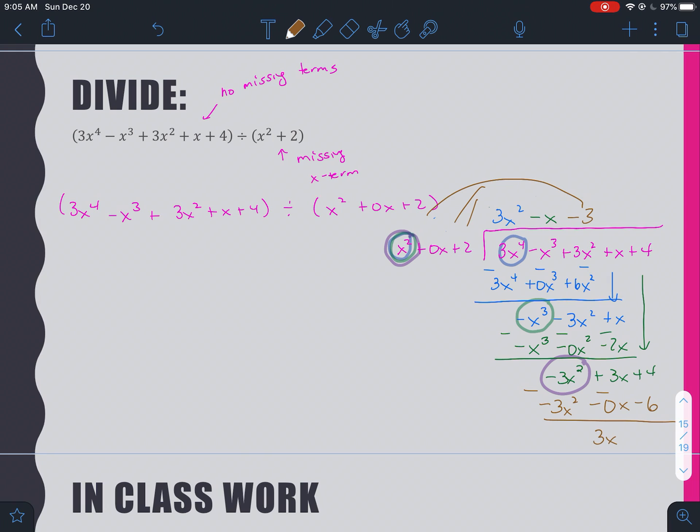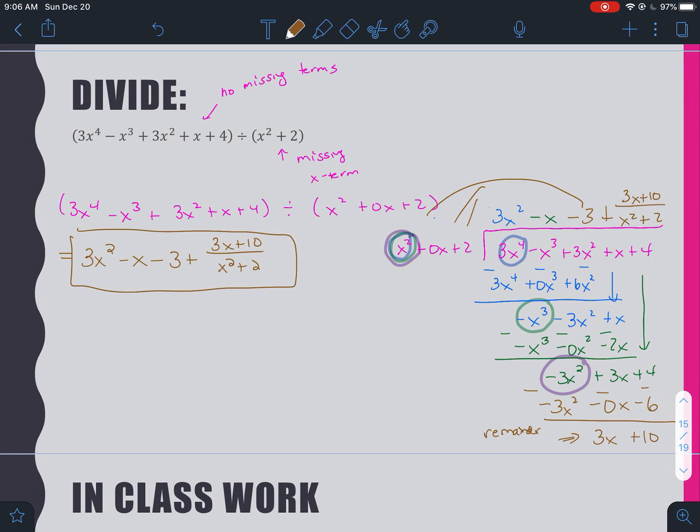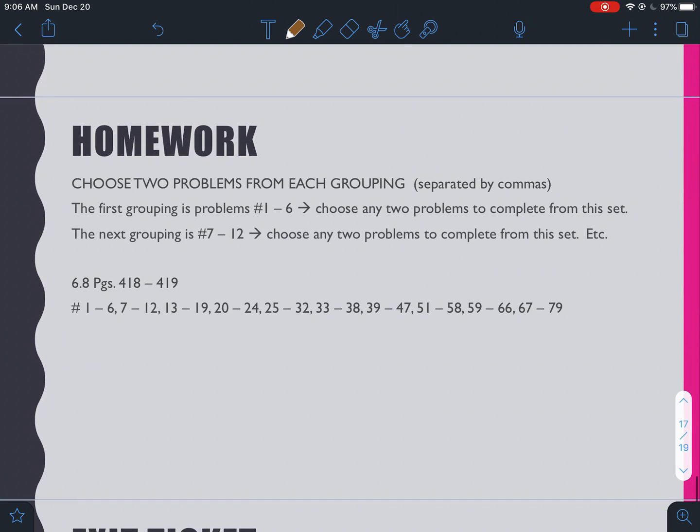Subtract, so negative 3x squared minus negative 3x squared is 0. 3x minus or plus 0x is 3x. And 4 minus negative 6 is positive 10. Since we're all out of terms, that's my remainder. So we're going to put the remainder over what I was dividing by. So it'll be 3x plus 10 over x squared plus 2. Or you can do x squared plus 0x plus 2. So my final answer is 3x squared minus x minus 3 plus 3x plus 10 over x squared plus 2.